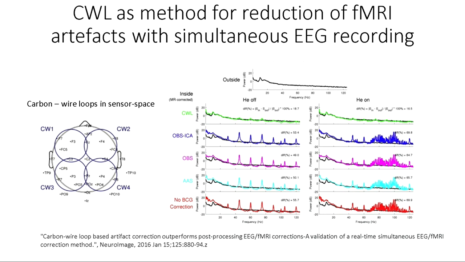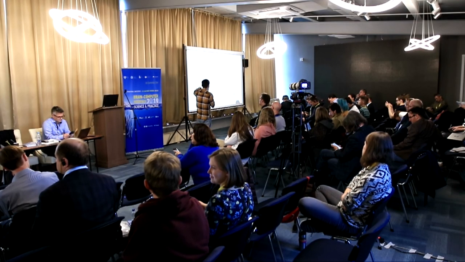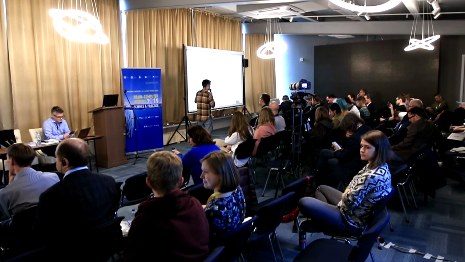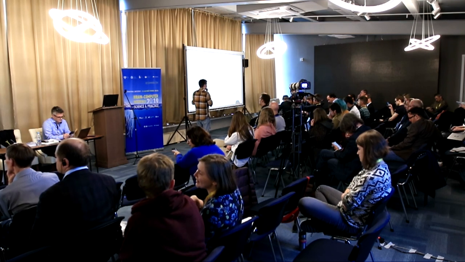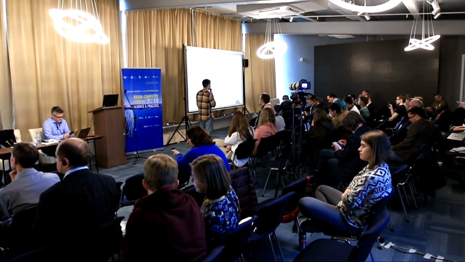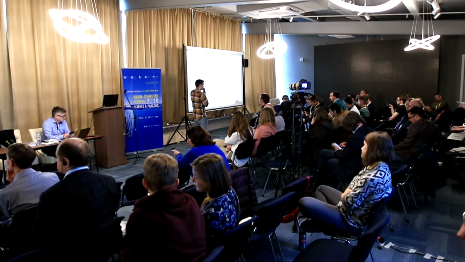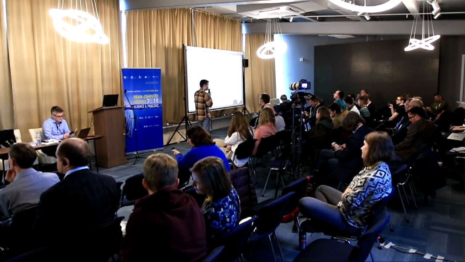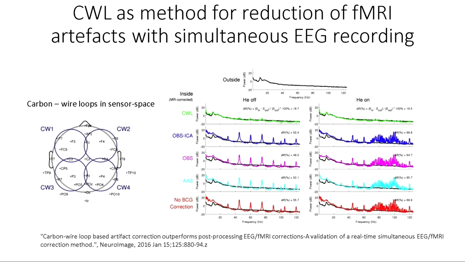In this light, this carbon wire loop is a very effective method for reducing artifacts in the EEG signal. You have different loops in different channels, and you have sensors in these loops. These sensors decode different artifacts: ballistocardiographic, motion artifacts, or gradient artifacts. Using signals from these channels, with simple integration, you can remove these movements from the EEG signal. It's the simplest approach.